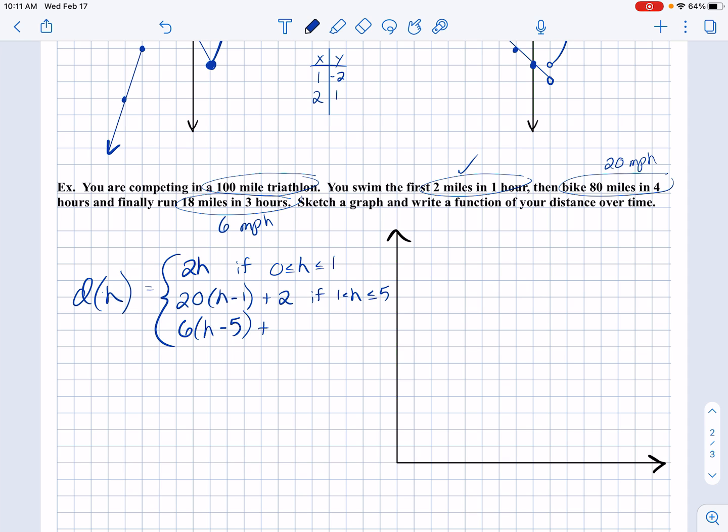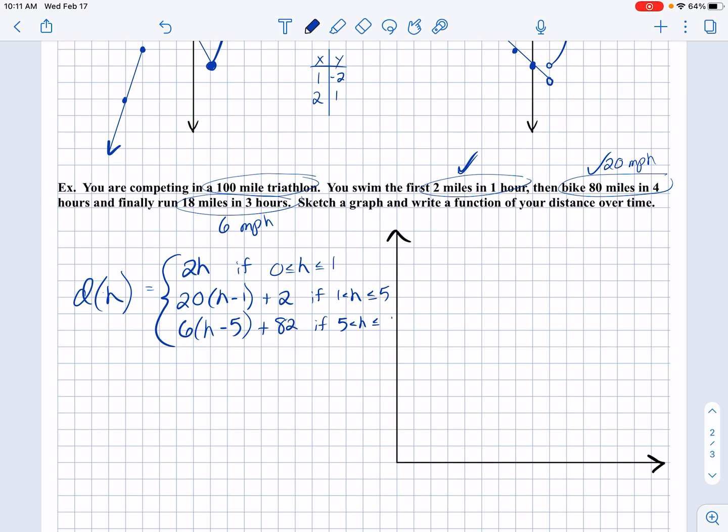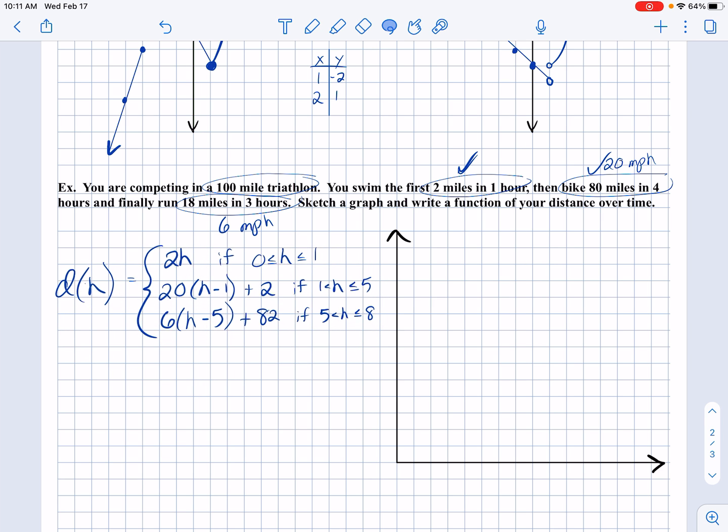And then we've already run 82 miles, right? We ran 80 miles here. We ran 2 miles here. So plus 82 is your starting point, and that's if your hours are greater than 5, less than or equal to 8, a total of 8 hours. Okay, I'm just going to move this function over. We'll have plenty of practice writing these functions in class and on the homework.